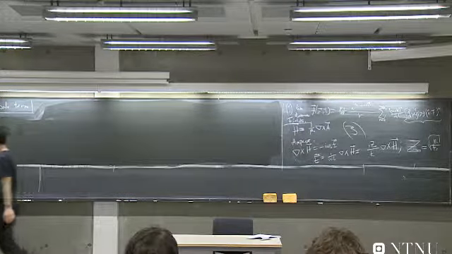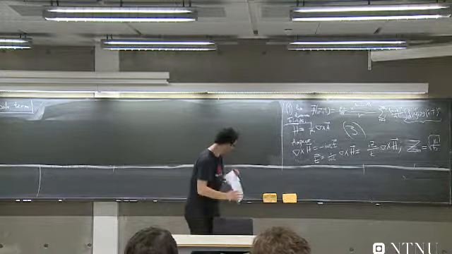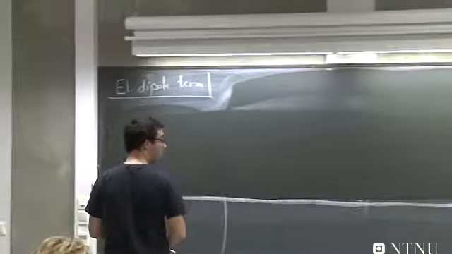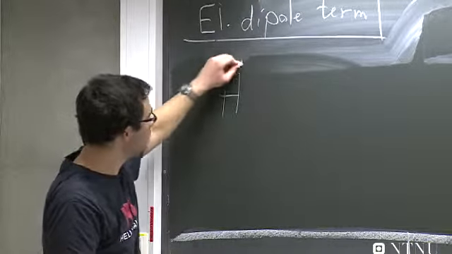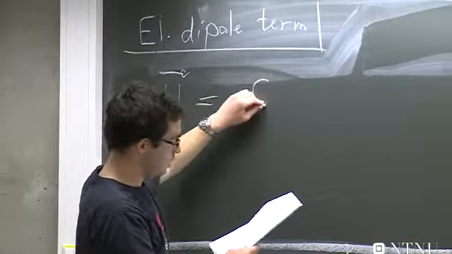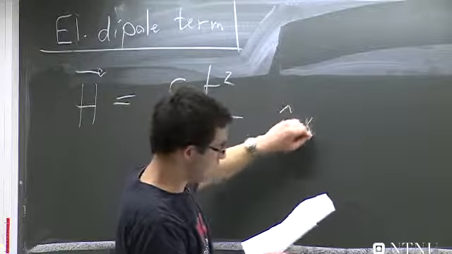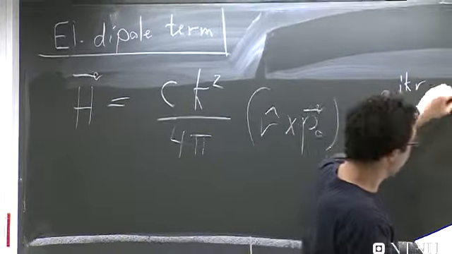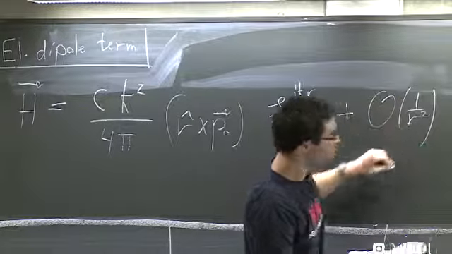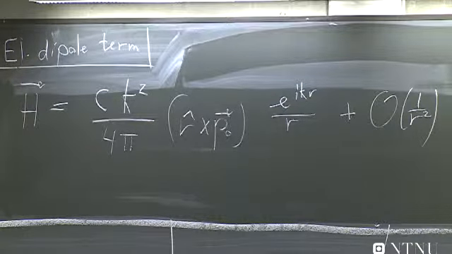Let's see. So if I now insert 3 into 2, I will get out the magnetic field. So if I write down the result, which is simply taking the curl of a vector function, then I get ck squared over 4 pi r hat cross p naught e to the i k r over r, plus terms of order 1 over r squared or higher. Okay, and there's a time dependence here which I suppress because it's basically everywhere.